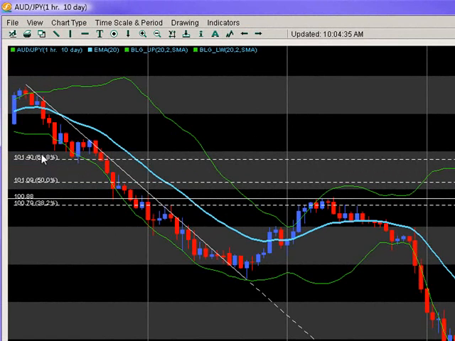You can calculate that by measuring the distance between these two and then adding those pips on top. If you believe the 61.8 is going to hold, and that's where your indicators show you that that area is going to hold, then I put my stop above the 100.